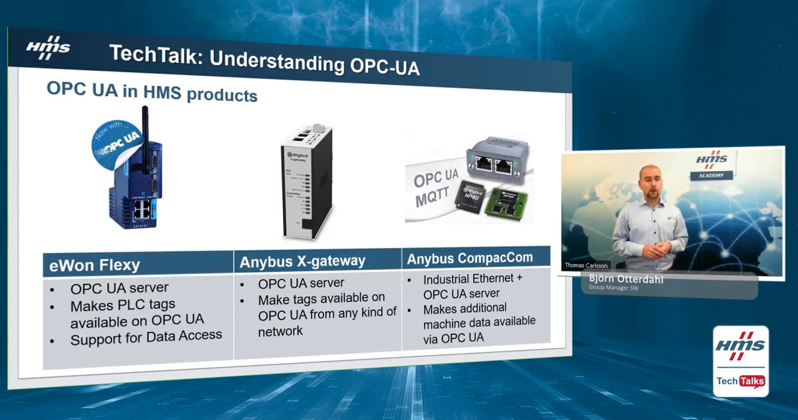To the left here, we have the E1 Flexi. The Flexi connects to a PLC to get the tags and data from the PLC available for a cloud service, for example. It's also used for making the PLC remote connectable, so it will be possible to do remote maintenance and remote configuration of the PLC through this gateway.